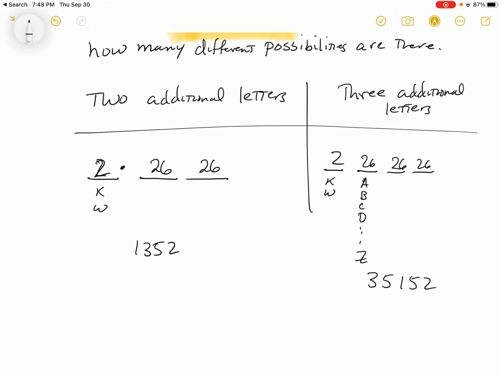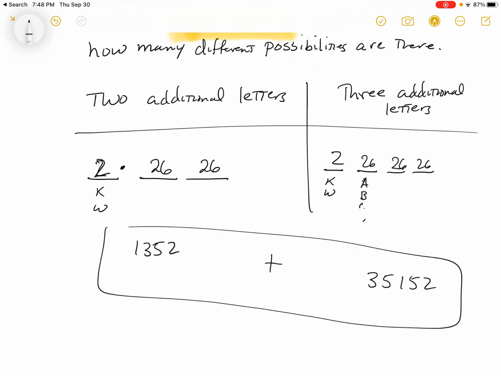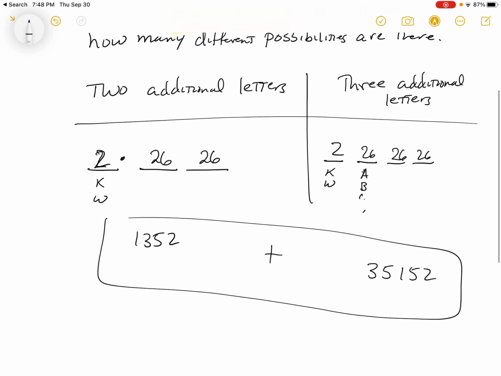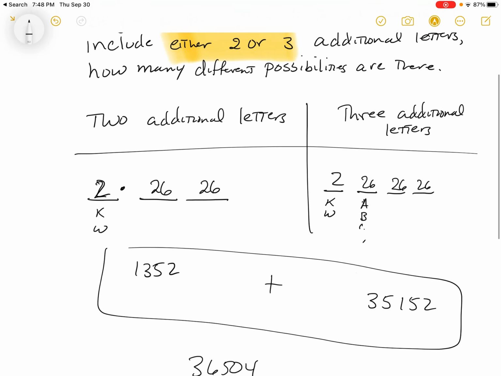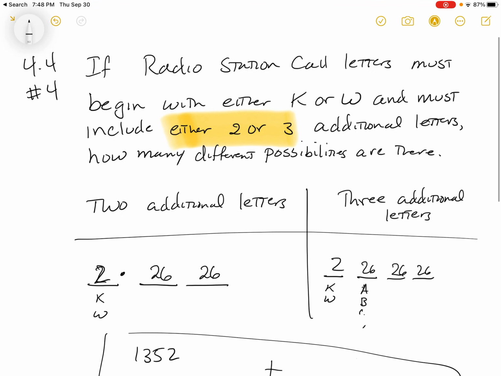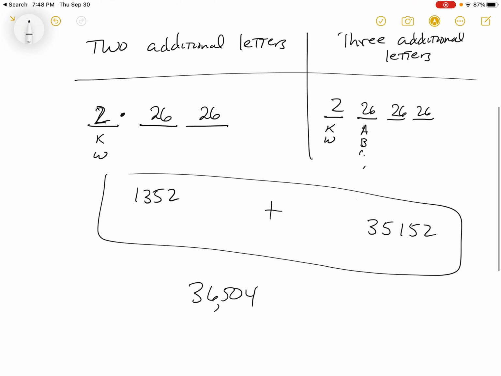Well, it could be either the 2 additional letter form or the 3. Because of that, let me get rid of something really quick so it doesn't bleed into our work. We're going to add those 2. Either it's the 2 additional letters or the 3. So I'm going to take the 35,152, add to that the 1,352, and we get a total of 36,504 different radio call letters. So hopefully that makes sense.